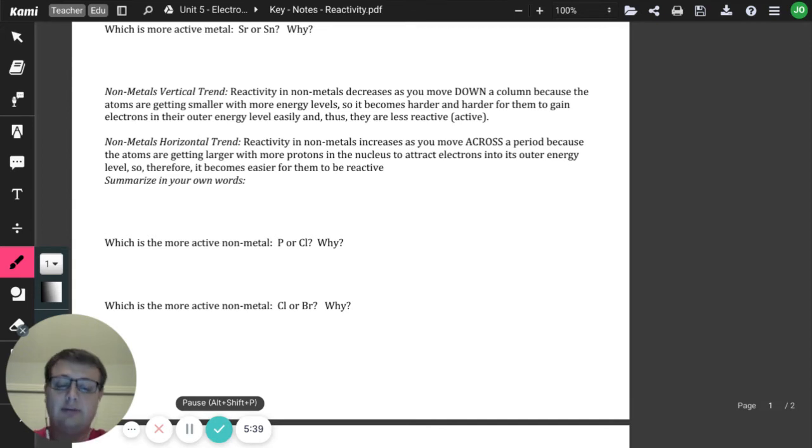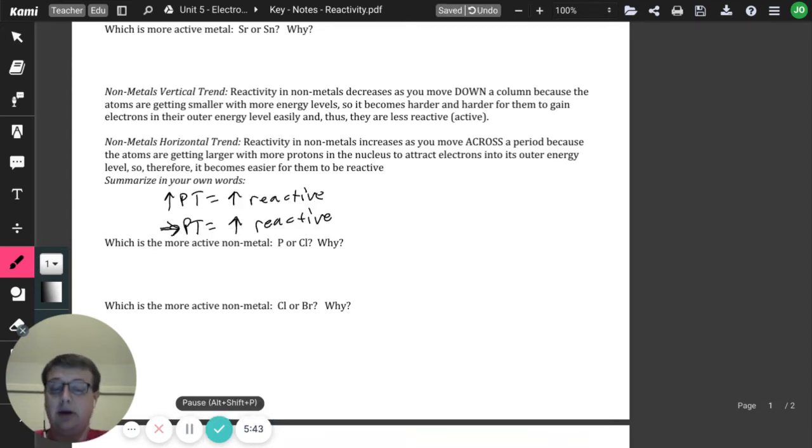Okay, so I want y'all to summarize that trend in your own words. All right. So your trend is as you move up the periodic table, it becomes more reactive. And as you move right across the periodic table, it becomes more reactive. And so if you notice, your trend between your metals and your nonmetals is actually opposite of one another. Why? Because metals are going to be trying to lose electrons, so the further away and fewer protons are going to be more reactive.